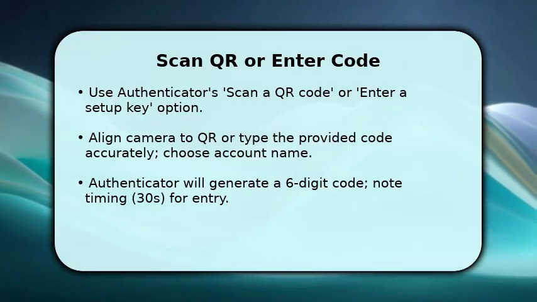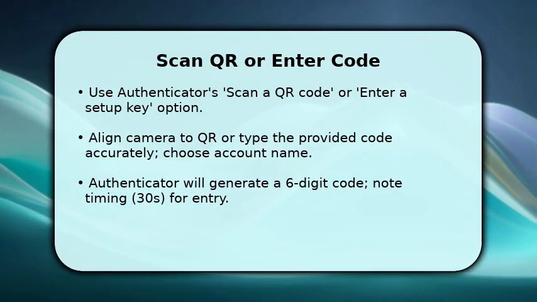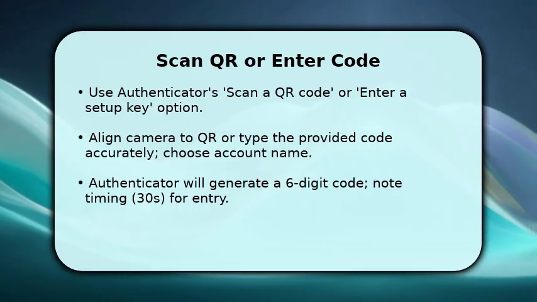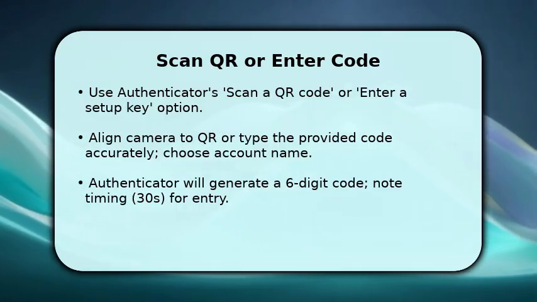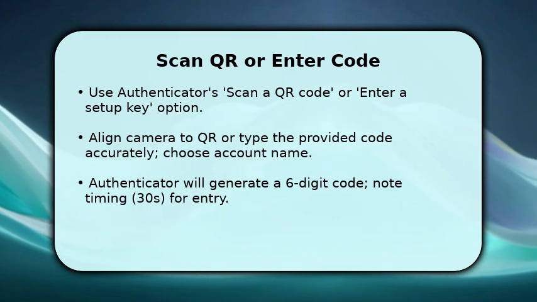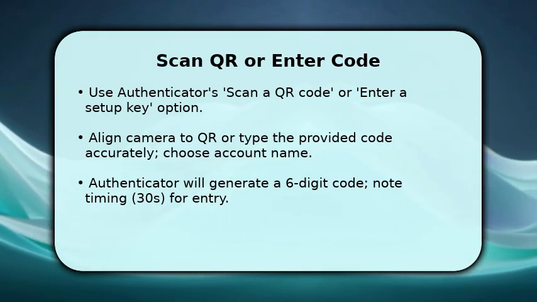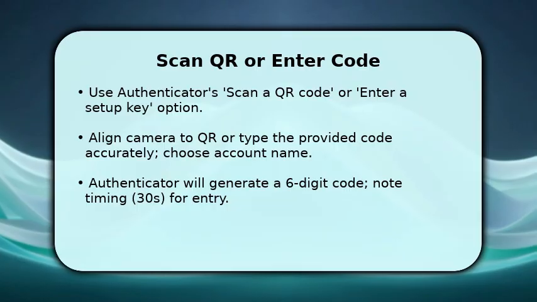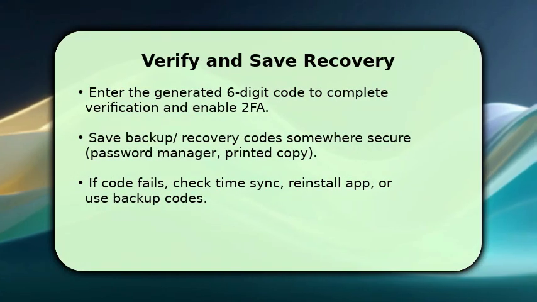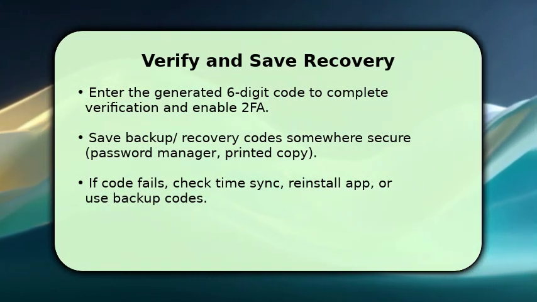Authenticator immediately creates a 6-digit time-based code that refreshes roughly every 30 seconds. Copy that current code into the website's verification field before it expires. Then submit to confirm the link between apps. After submitting the 6-digit code, the site will confirm two-factor authentication is active.